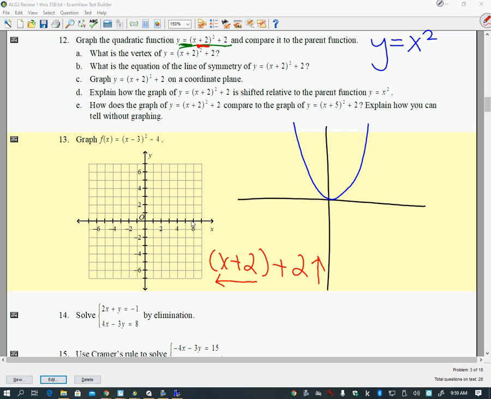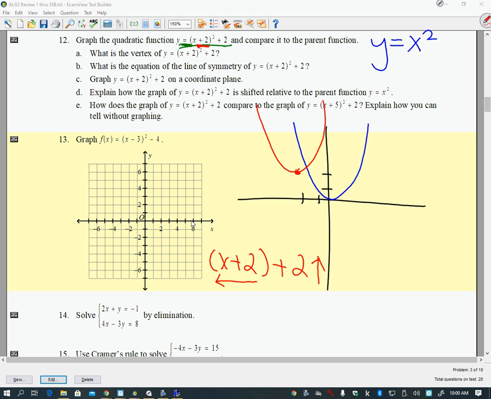So what I know, based upon looking at this without plugging it in the graphing calculator, is I know that it's going to go to the left 2, it's going to go up 2, and it's going to open upward. Okay, so the vertex is now here, and it's going to look like that.